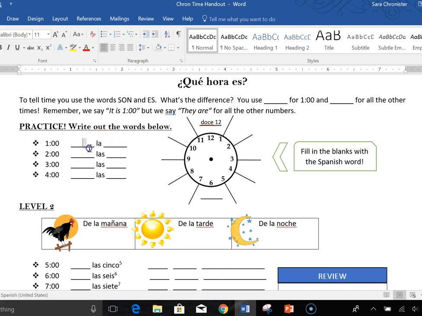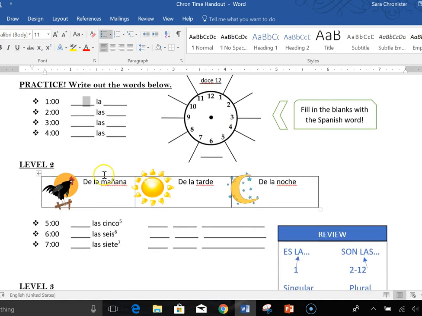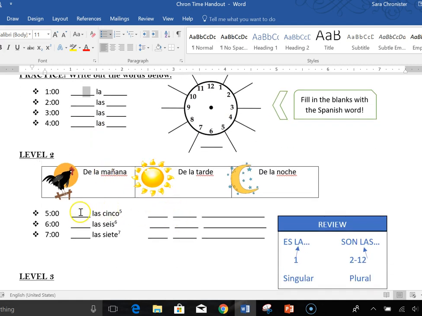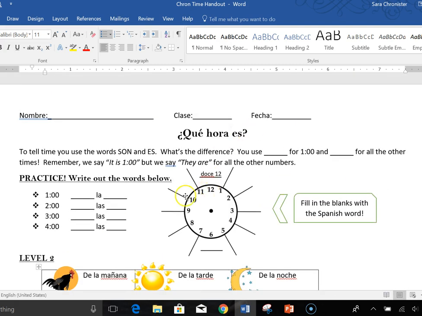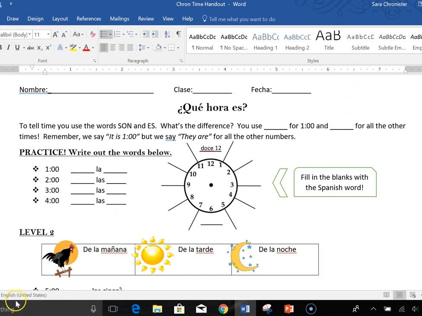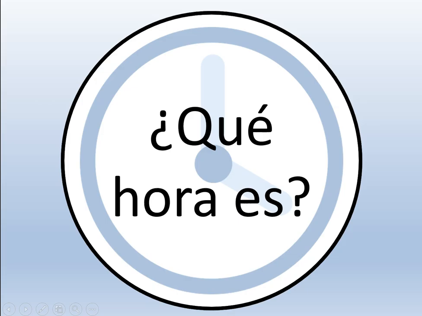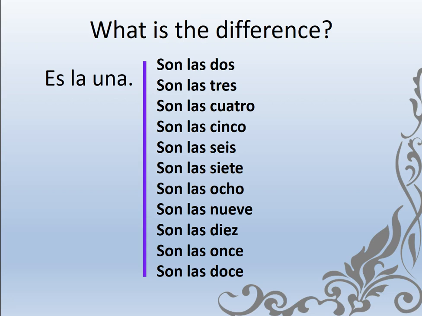Each line here is one word. So for instance, when you come down here, you will be writing in 4 words, and down near the bottom, you'll be writing in more words. All right, let's get started with our PowerPoint. Hora es, or in English, what time is it?